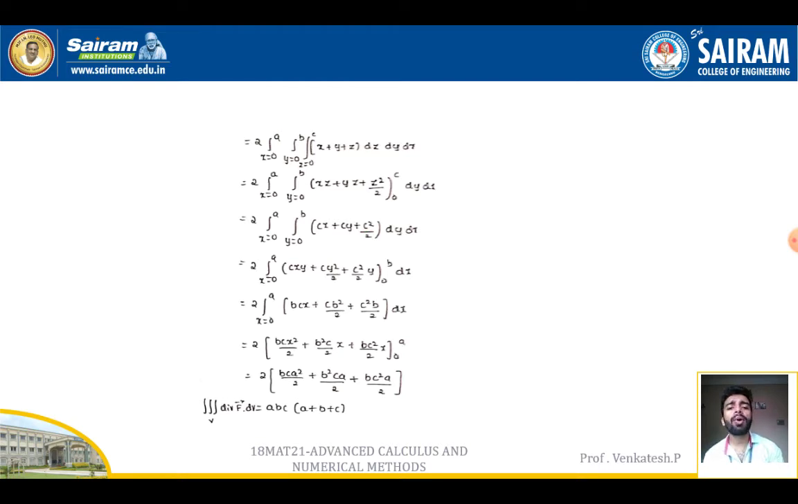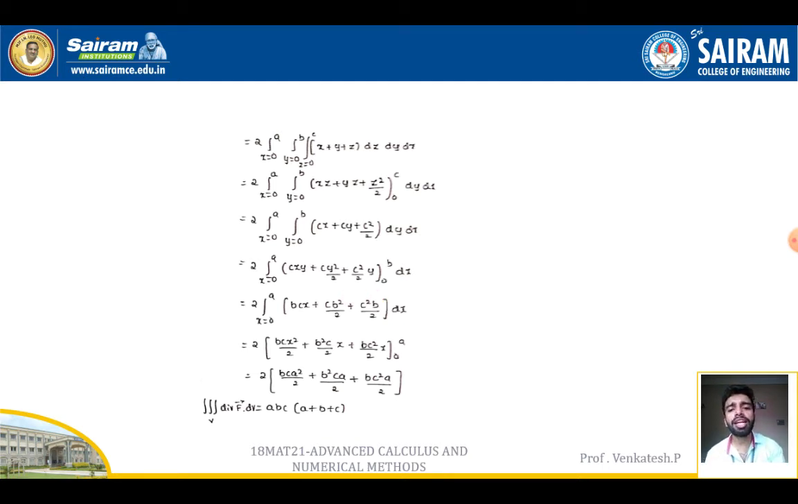Now again I am going to integrate with respect to y. So I will be getting 2 times the integration x from 0 to a, of (cxy plus cy square by 2 plus c square y by 2) between the limit 0 to b. Applying the lower limit, I will be getting 0 completely, so only the upper limit is used here. So I will be getting 2 times the integration x from 0 to a, of (bcx plus cb square by 2 plus c square b by 2) dx.